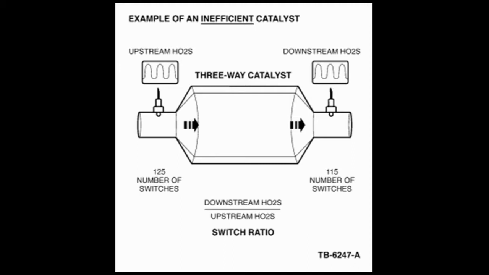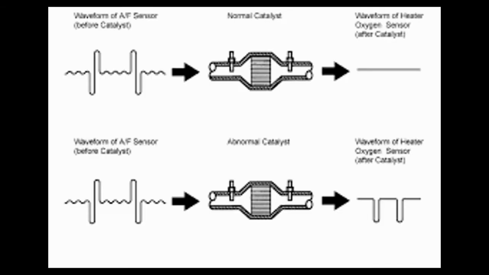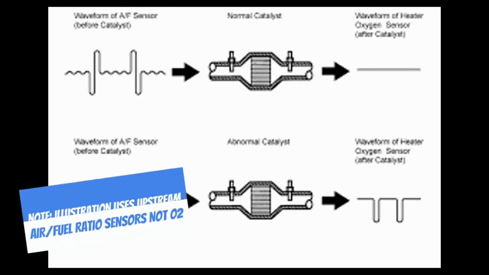In this example, we're seeing that the rear O2 sensor is matching the front O2 sensor. So the catalytic converter in this case is bad. This would be an example of an inefficient catalytic converter, where the upstream O2 sensor signal matches the downstream O2 sensor signal. So now we go to a picture that represents the vehicle we're working on.